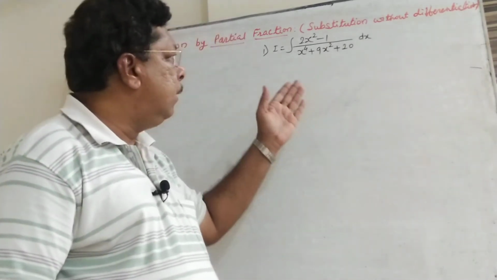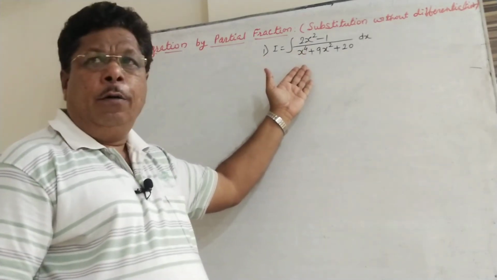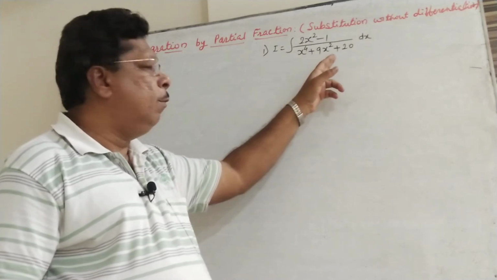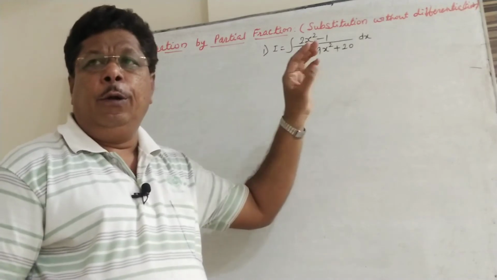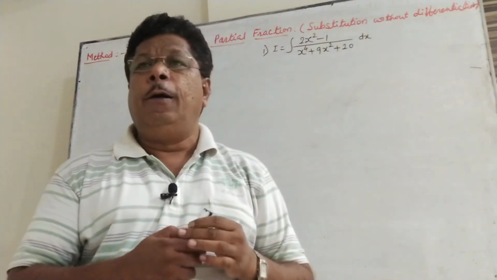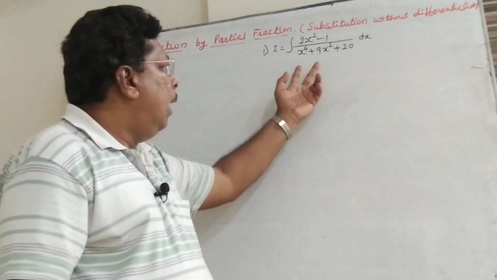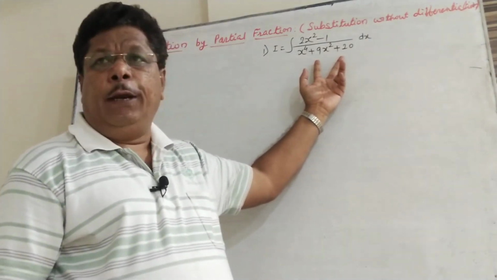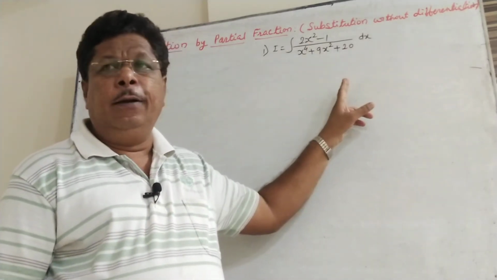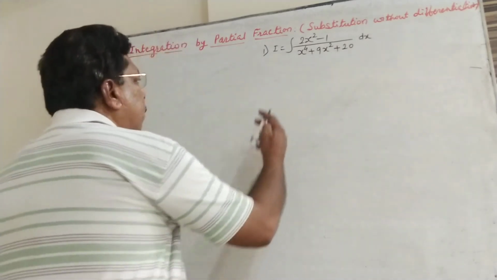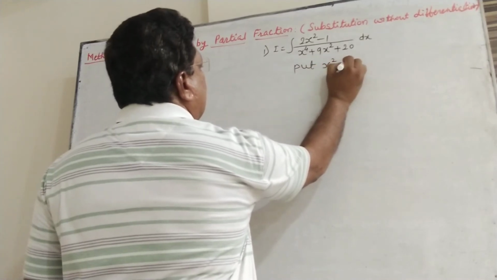Okay, now here see the first question. I is equal to integration (2x square minus 1) upon (x raised to 4 plus 9x square plus 20) into dx. Here we are going to take the substitution. Why are we taking the substitution? We have to find the partial fraction constants. First take the substitution x square equal to t. But the derivative of x square is not adjustable in the given integral, so simply take substitution. Put x square equal to t.